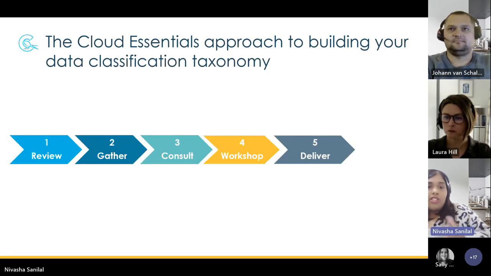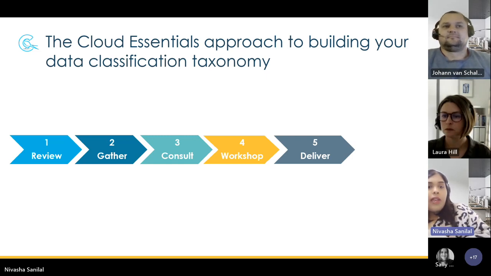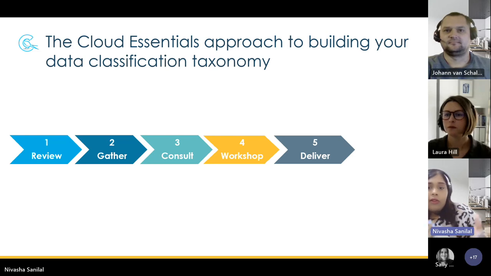So Cloud Essentials have taken it upon, well, we've taken it upon ourselves to create a framework or a phased approach to how you should go about building your data classification taxonomy. And if you're familiar with us, we quite enjoy having phases or steps just to help break that down for our clients so that they're able to, with our help, navigate this process, or if you're going at it alone, provide you some guidance along the way.